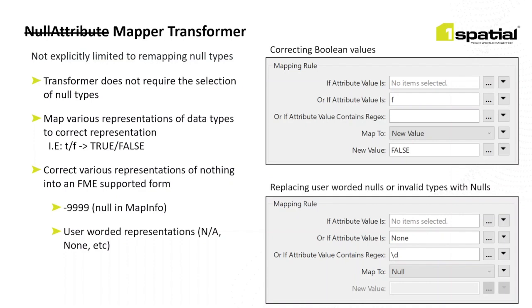You can also use this to correct various representations of nothing into an FME supported form. If you ever worked with MapInfo, -9,999 is null in MapInfo. Or you could even try and correct user-worded representations like people putting in NA or none, etc. Or values that you don't accept as a valid value, so you want to map them to null. There's lots you can do here.